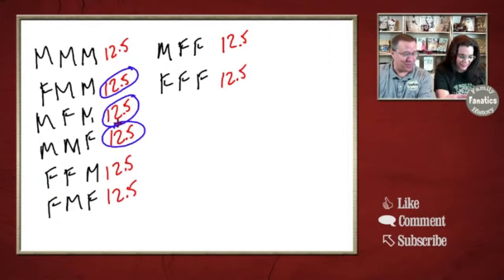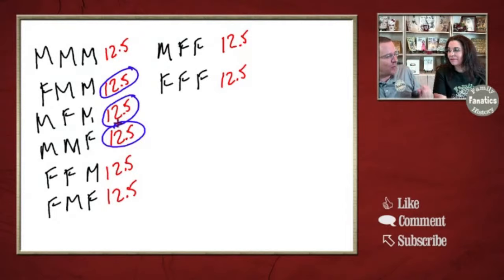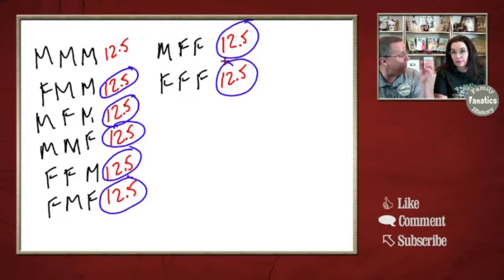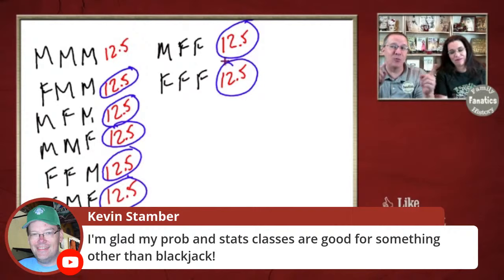Okay. Now, if I said, what is the probability of having at least one girl in your family of three kids? You're going to have to do all the multiplying, but taking out the ones that, well, just the MMM, because it has no girl. So if you have three kids, the probability of having at least one girl is 87.5%. Okay. So you see how the question that you're asking matters, and understanding what that question is.